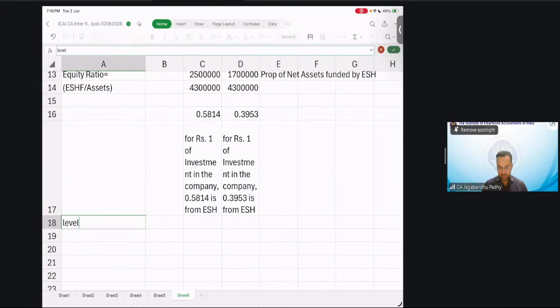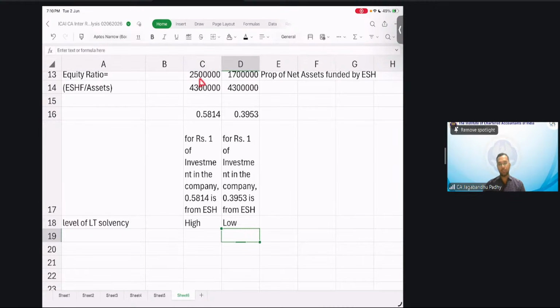So we can just say the level of long-term solvency here is going to be high and here it is going to be low, because you're having a greater proportion of your assets being funded by equity shareholders or from owned funds. So that's going to give you a greater degree of long-term solvency. And on the other side, you have a lesser amount of equity fund. It means you're having a greater proportion of borrowed funds, and that's going to be giving you a long-term solvency to a lower degree.